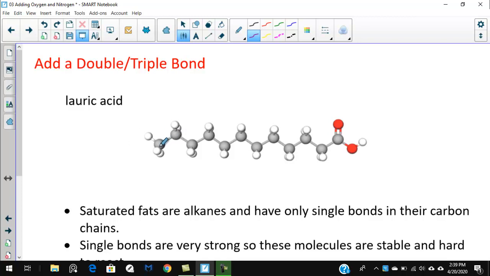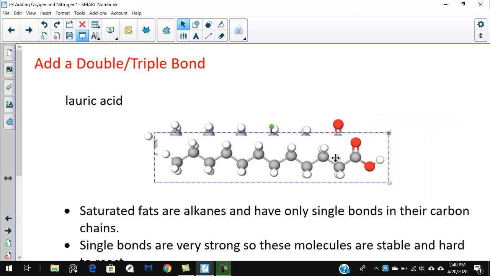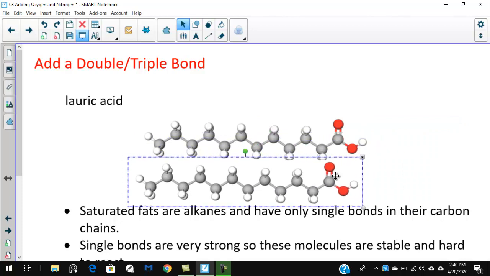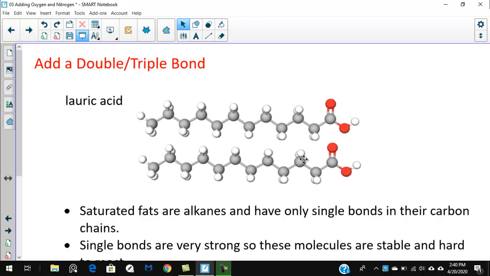So saturated fats, when they only have single bonds in their molecules, you can see it makes a nice regular chain, and all of the atoms are in a nice straight line. And so you can imagine that when these molecules are put close together, so let's make a copy of this molecule, clone it, and then try and bring them close together, you can see that they could very easily line up and make fairly strong London dispersion forces.